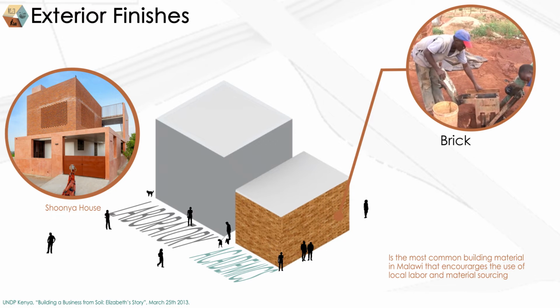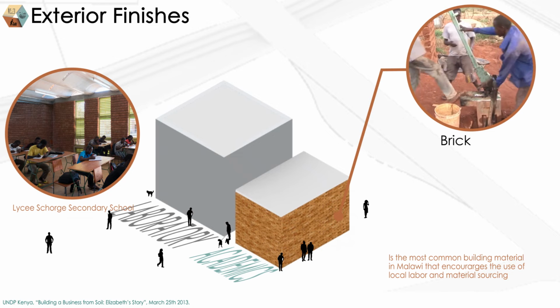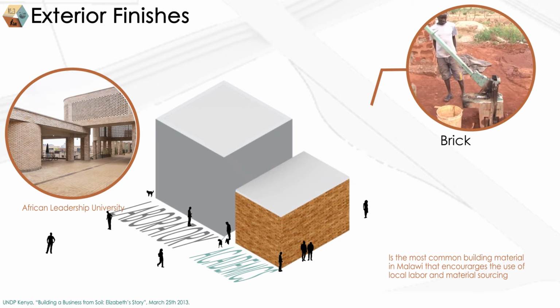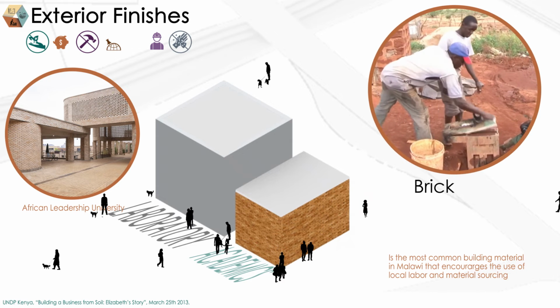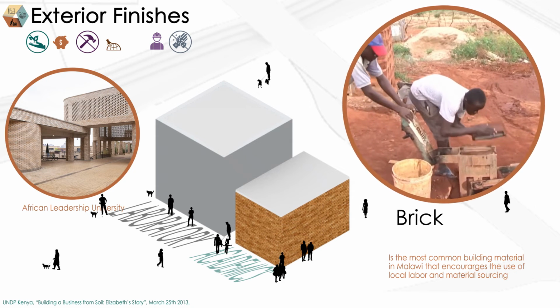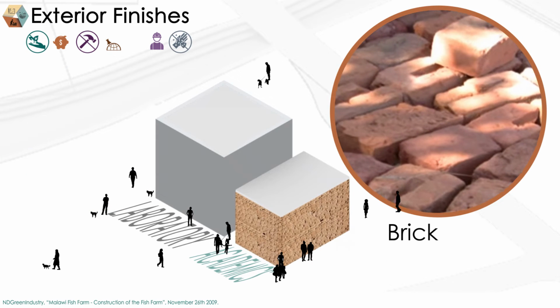Bricks are the local vernacular building material for this area. They are quick and cheap to produce and can be assembled in a variety of ways. Looking at the African Leadership University campus, this project utilizes brick as its primary building material. This building uses a variation in permeability and displays the various capabilities of brick.